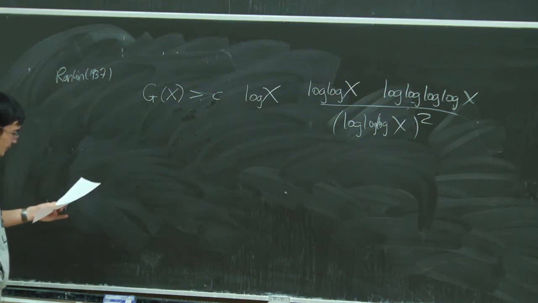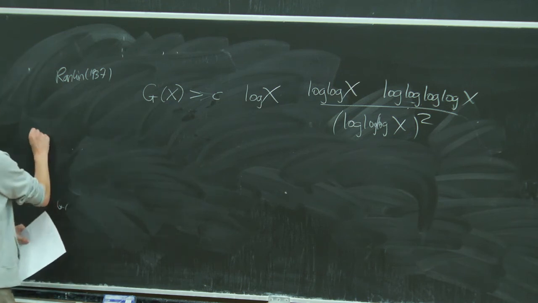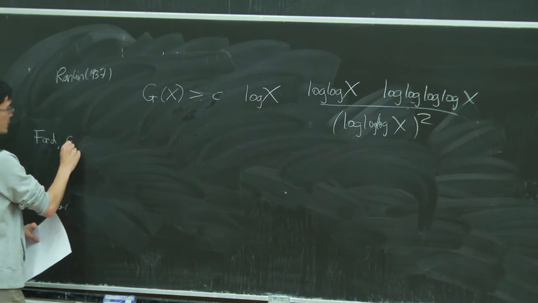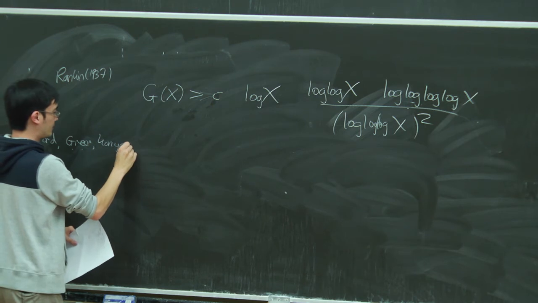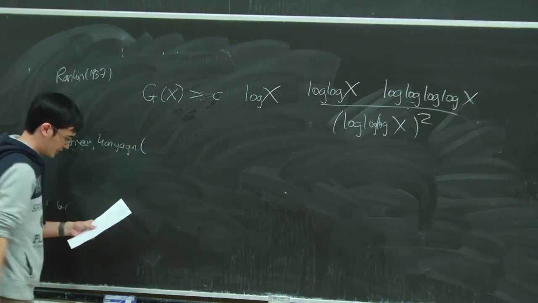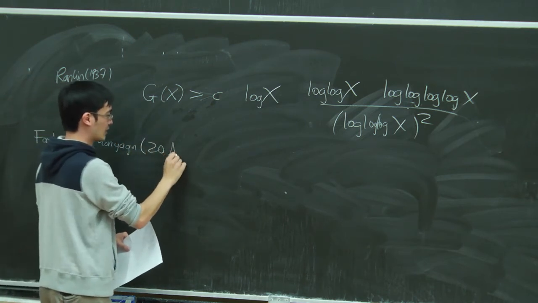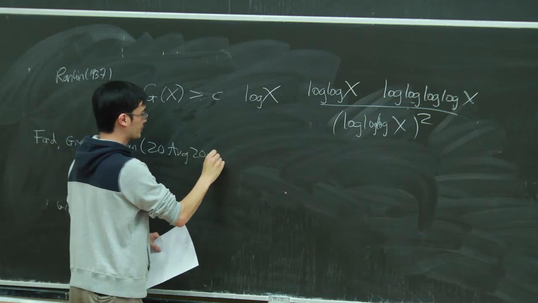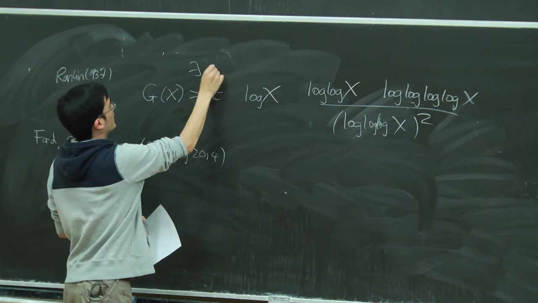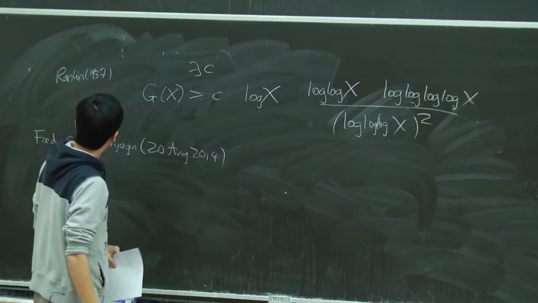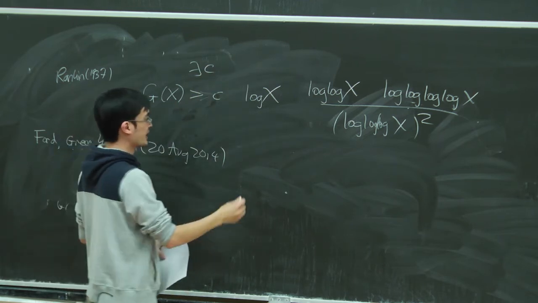Yeah, so eventually, Kevin Ford, Ben Green, Sergei Konyagin, and myself, after 70 years, we were able to, so this was for some c, and then we were able to show that you can take c arbitrarily large.